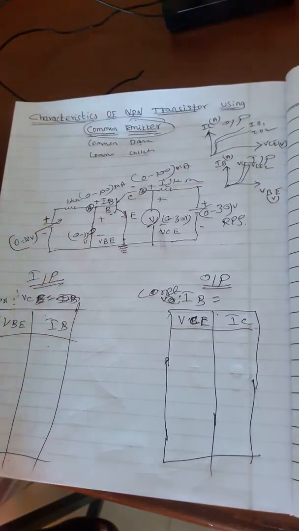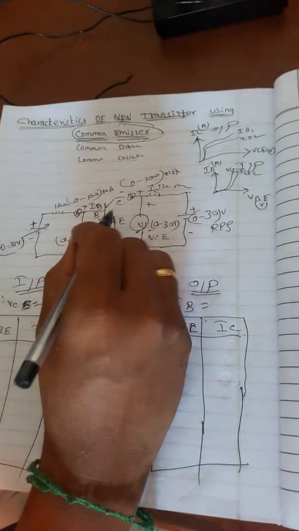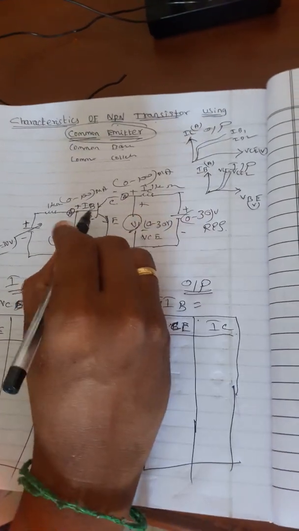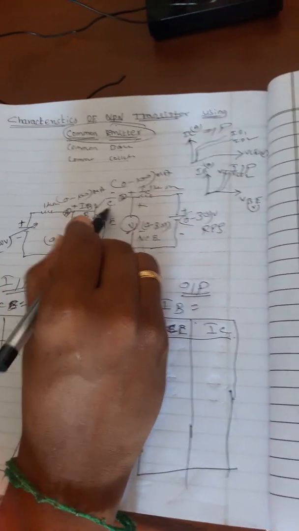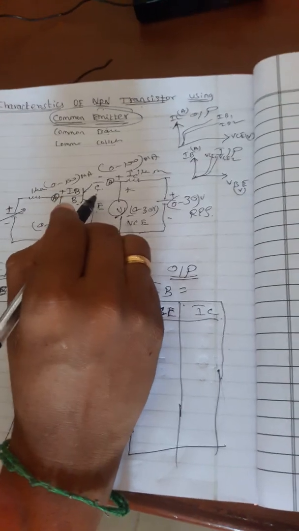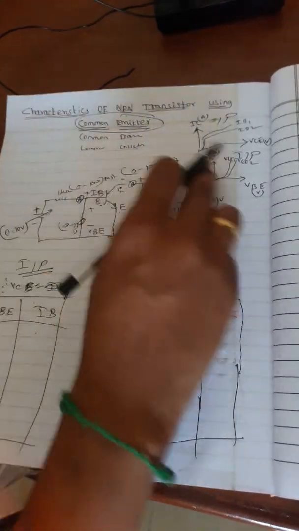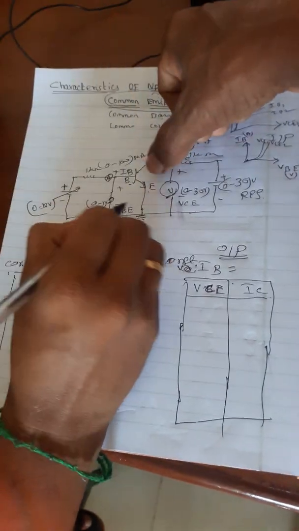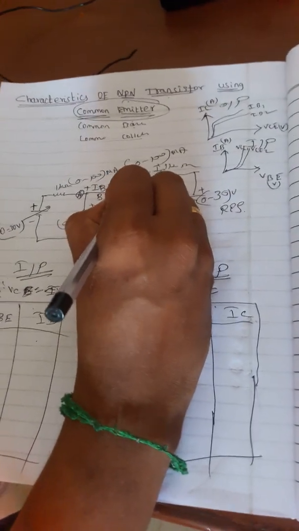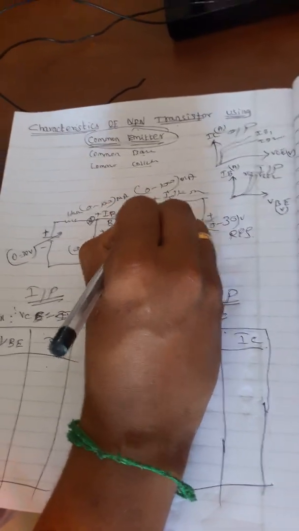In this common emitter, you already know about the study of BJT. In this BJT transistor there are three terminals: base, collector and emitter. So this is the common emitter circuit. The transistor is BC107.